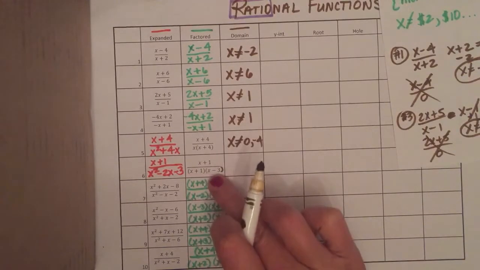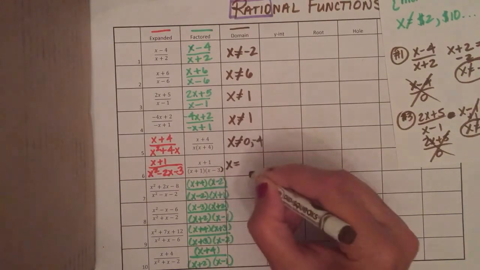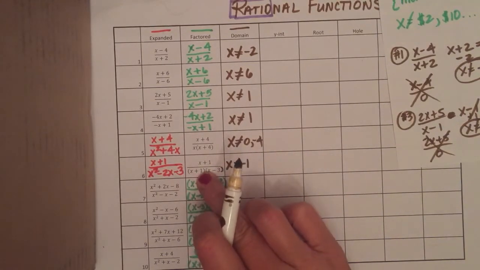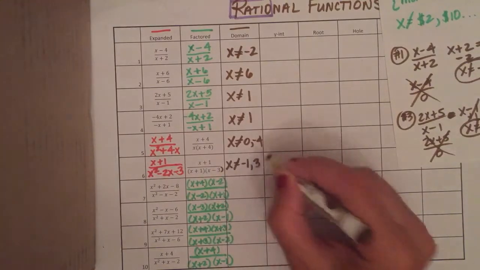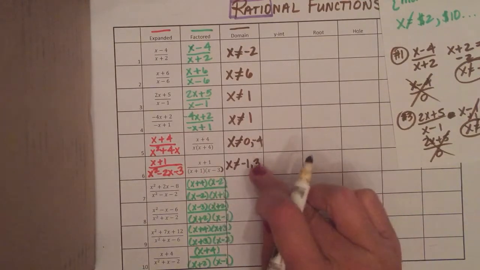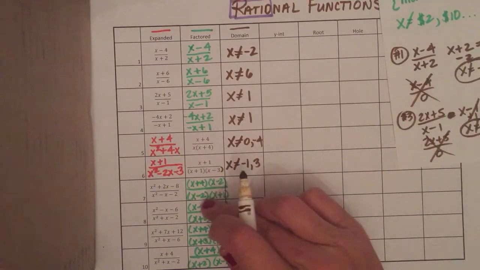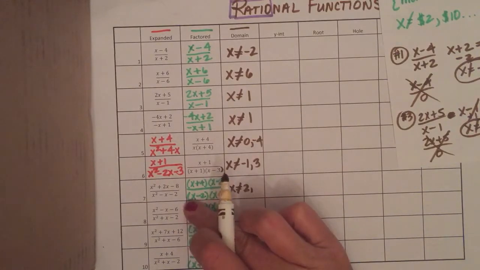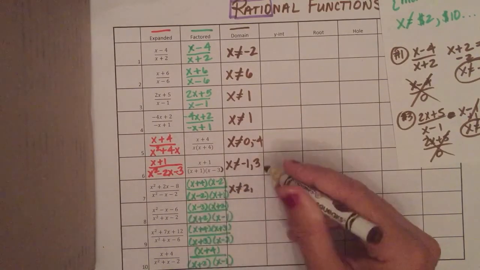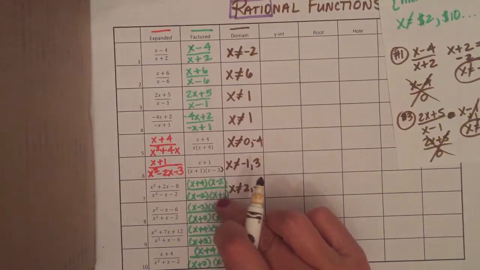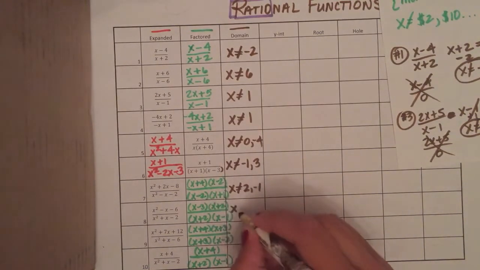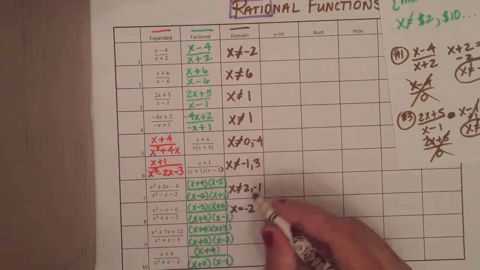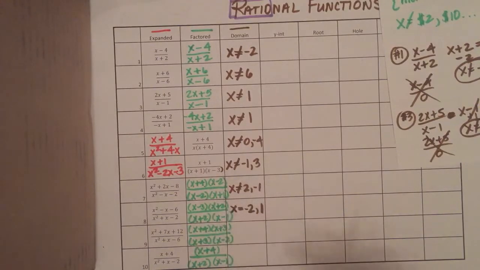I have x plus 1 and x minus 3. You should be able to figure out the pattern by now. X cannot equal negative 1 because negative 1 would make x plus 1 0. And x cannot equal 3 because 3 minus 3 would be 0. For number 7, x cannot equal 2 because 2 minus 2 would be 0. And x cannot equal negative 1 because negative 1 plus 1 would be 0. In number 8, x cannot equal negative 2 because negative 2 plus 2 is 0. And x cannot equal 1 because 1 minus 1 is 0.